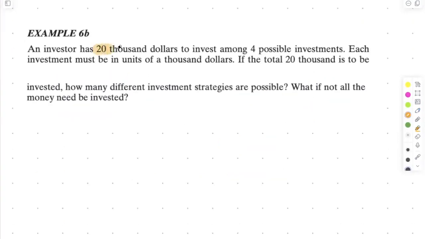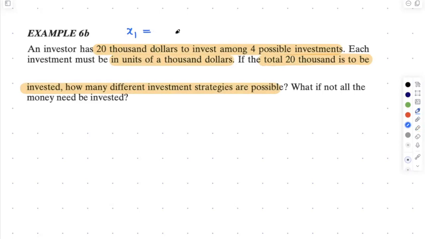An investor has $20,000 to invest among four possible investments. Each investment must be in units of $1,000. If the total 20,000 is to be invested, how many different investment strategies are possible? So just suppose there are 20 items like the 1,000, just 20 items. You have to divide them into four investments. Just suppose x1 is the number of dollars in thousands given to the first investment. x2 is given to the second investment. x3 is given to the third investment. x4 is given to the fourth investment.